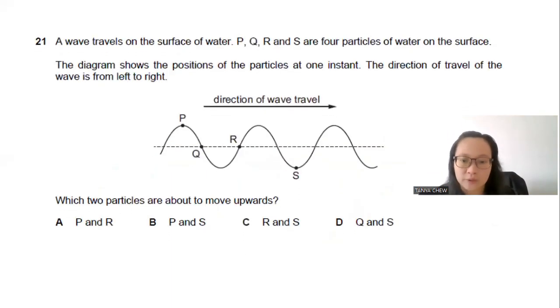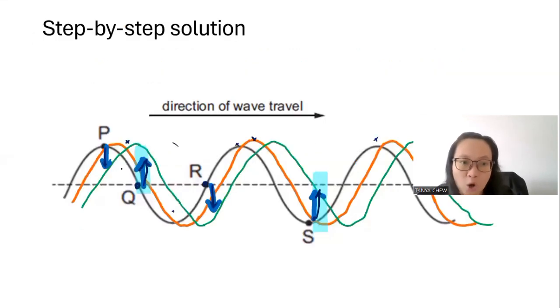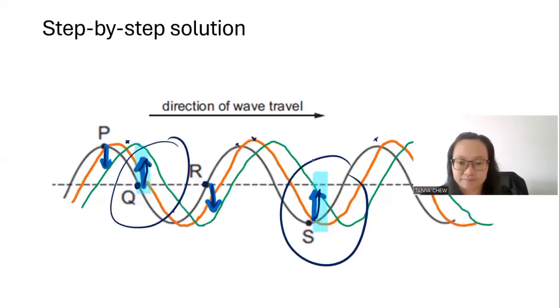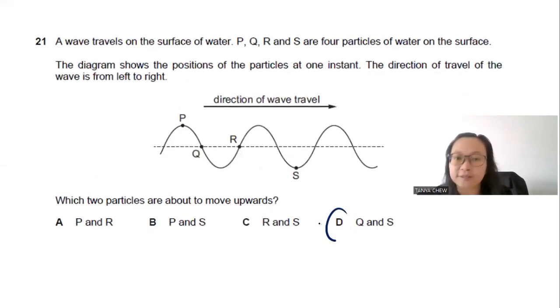So therefore, which 2 particles are about to move outwards? Look at your wave again. Outwards is your Q and your S. See that? So the answer is quite obvious. D is the answer.